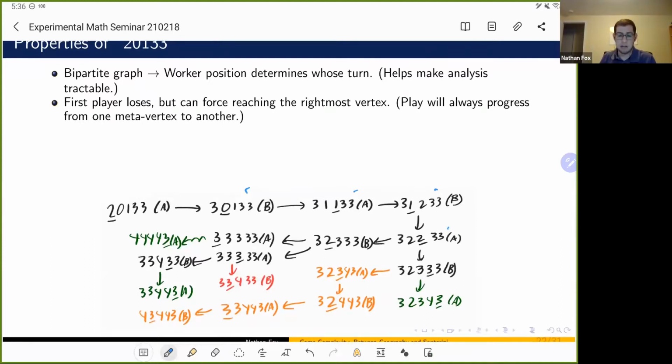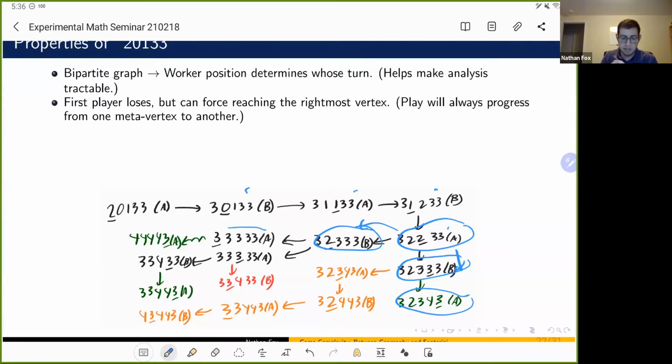But then Abigail has a choice. So in this position, the heights are 3, 2, 2, 3, 3, and the worker is in the middle. Abigail can move either left or right, and neither one is any worse than the other for her. If she moves to the right, down to here, Brian will move to the right, because otherwise Brian will lose according to that orange path. On the other hand, if Abigail moves left over to here, Brian has 2 choices, and he could make either choice, and neither would be worse than the other for him.